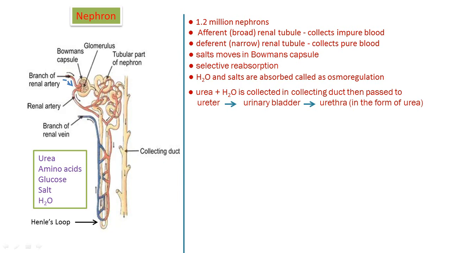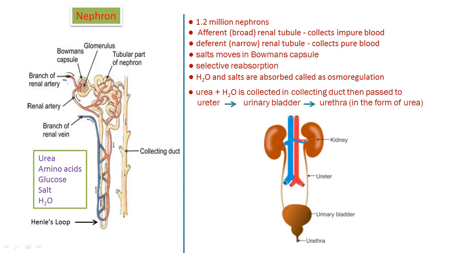So it is passed to the collecting duct, then to the ureter, then the urinary bladder, then the urethra, in the form of urine. Urine plus water is totally removed. This is the excretory system. It is passed to the ureter, that is, urine plus water present in the kidney. From the ureter then to the urinary bladder, and it will pass in the form of urine.